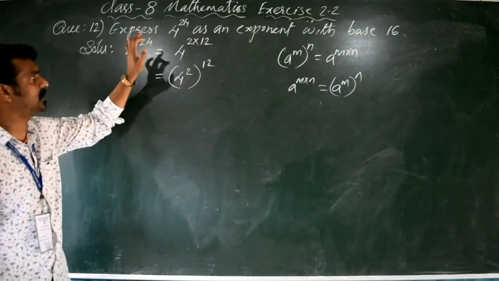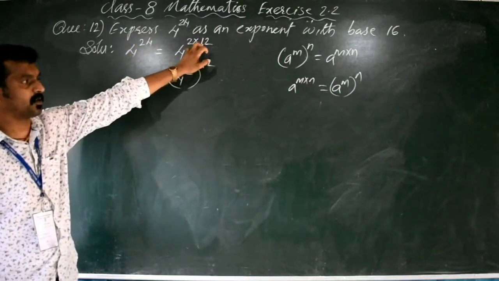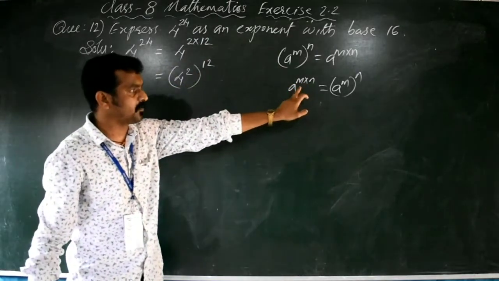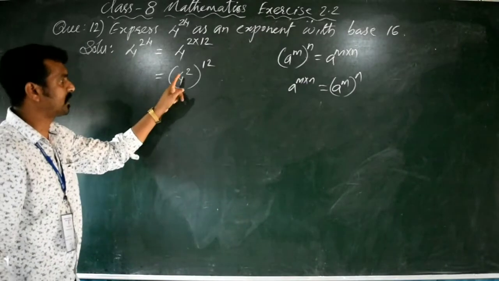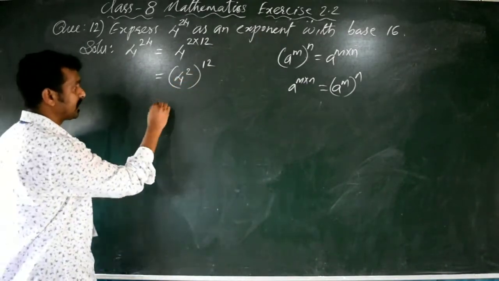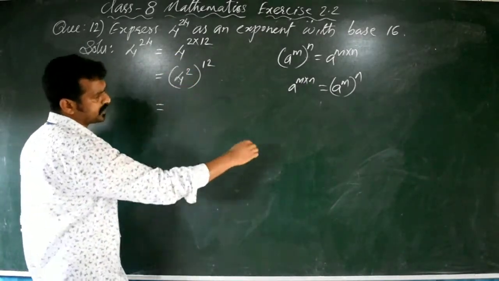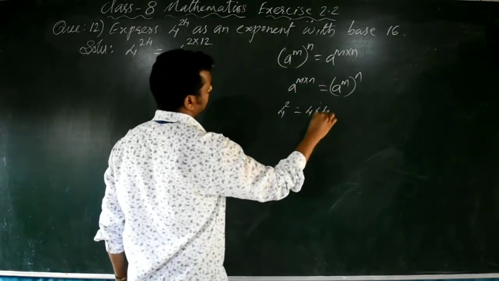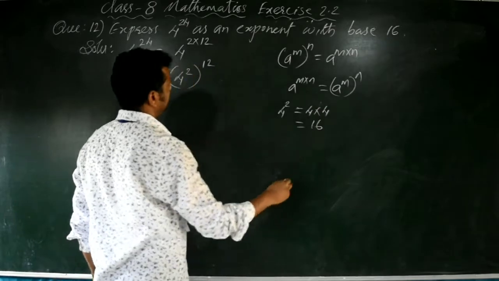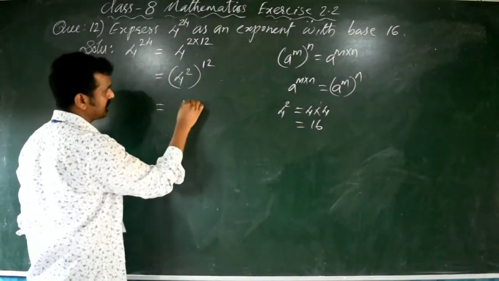So we are just splitting this 24 into 2 into 12, and using this formula. A raised to m into n is equal to a raised to m, the whole raised to n. So 4 raised to 2, the whole raised to 12 will come. That is equal to 4 raised to 2. What is the answer? 4 raised to 2 means 4 is multiplying 2 times. 4 4s are 16. So 4 raised to 2 is equal to, what is the answer?